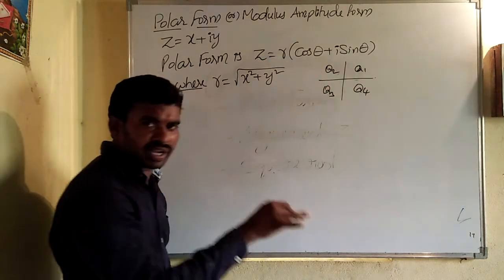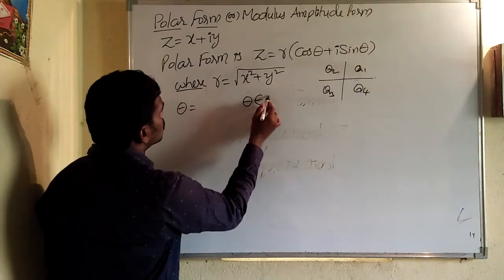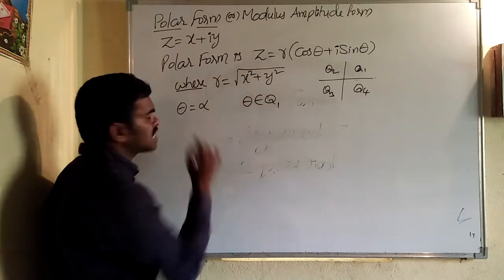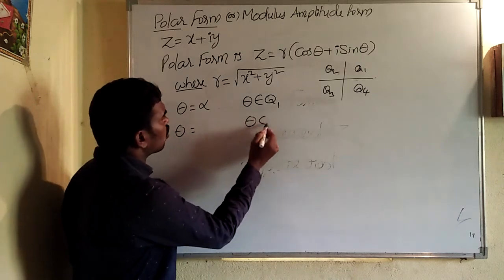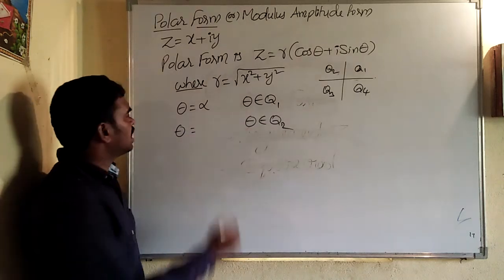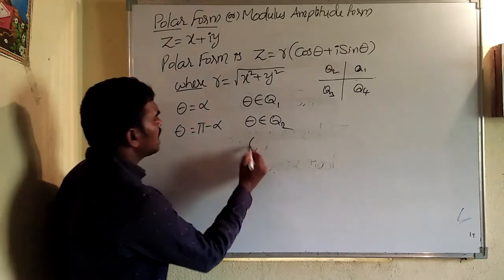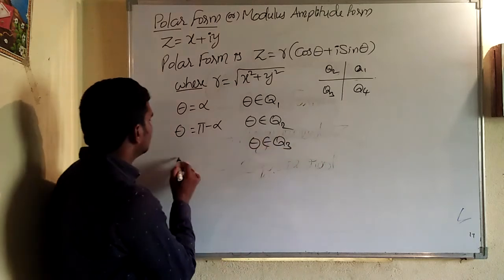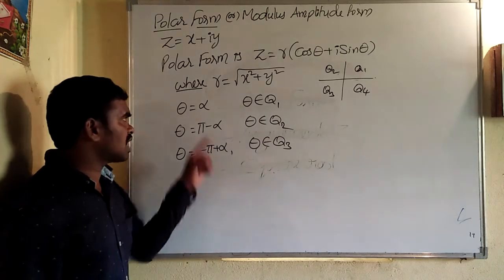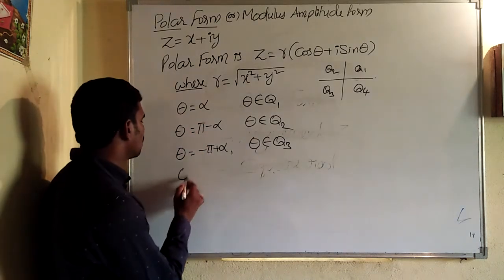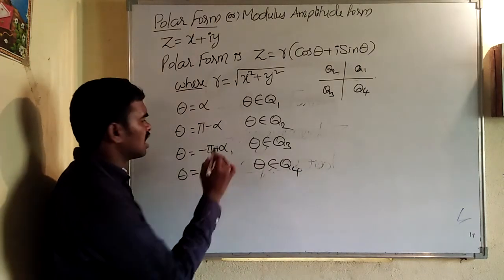Suppose the angle is alpha. If theta belongs to quadrant 1, the angle is taken directly as alpha. If the angle belongs to the second quadrant, then theta is pi minus alpha. If the angle belongs to the third quadrant, theta can be taken as minus pi plus alpha. Alpha is also an angle. Next, if theta belongs to the fourth quadrant, theta equals minus alpha.